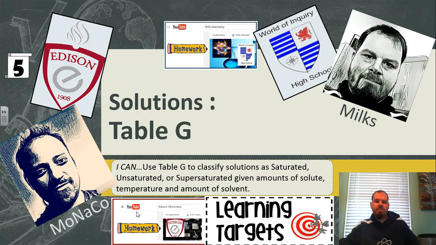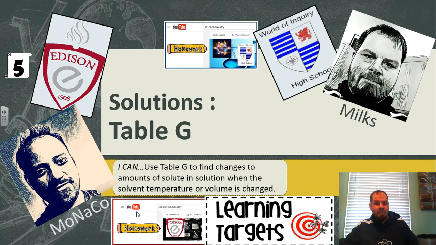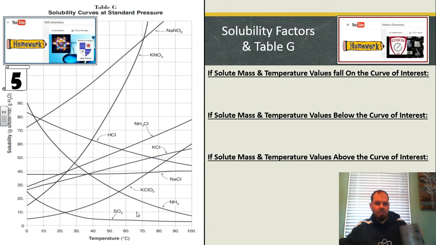After today, I can use Table G to classify a solution as saturated, unsaturated, and supersaturated. We just went over those a little bit last video. And then given the amounts of solute and temperature and the amount of solvent, I'm going to be able to play games, right? And then I can change the amount of solute if the temperature has changed or if the volume has changed or something. Okay, so let's get right to how we do this.